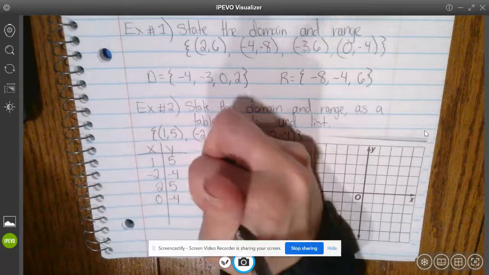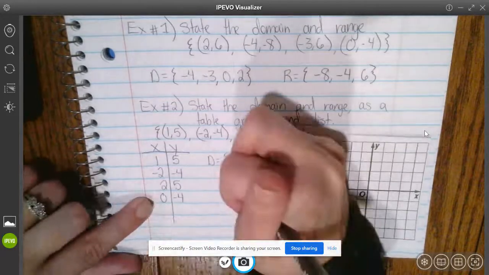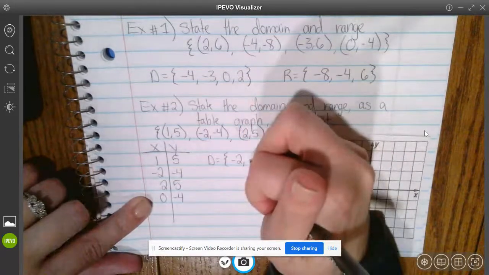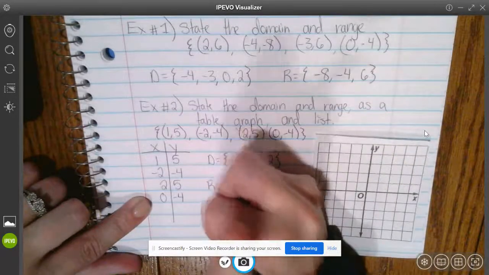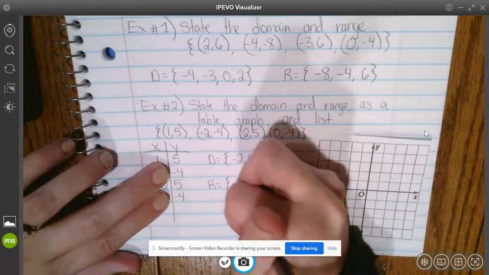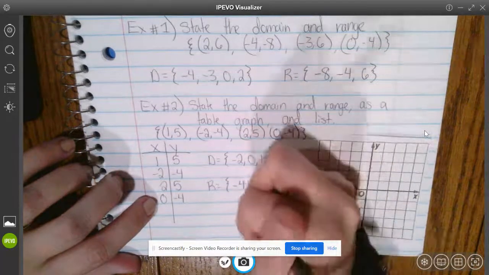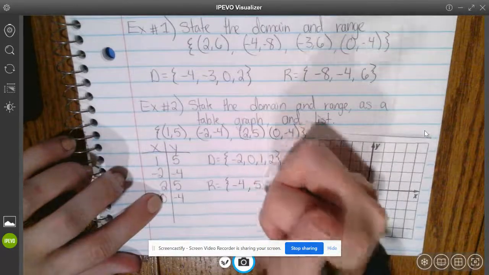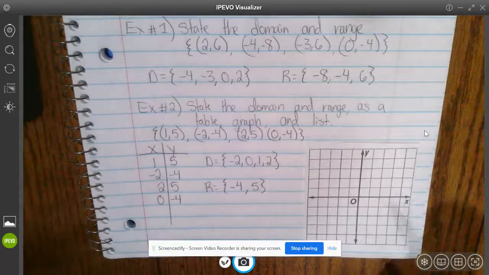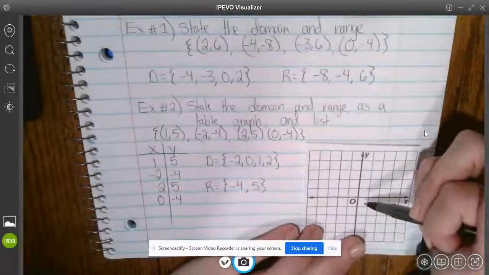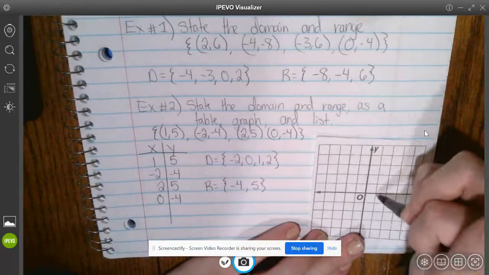Now I'm going to make my list and put these in order. So the domain is -2, 0, 1, and 2. My range would be only -4, and only 5. That's it on that. Now I'm just going to graph these points, so go ahead and graph them on your own. I'll graph them, check, and then we'll move on to the next part. So 1.